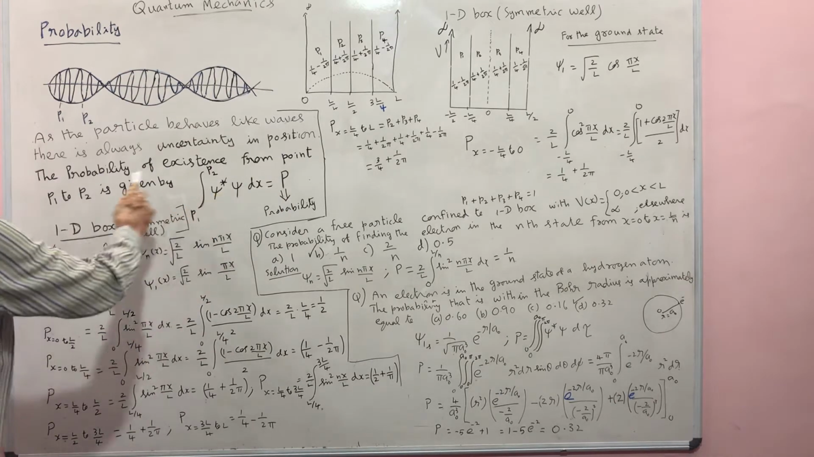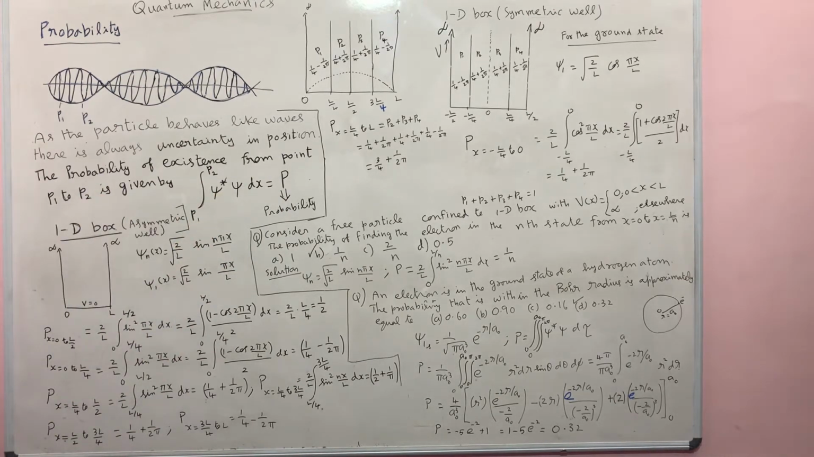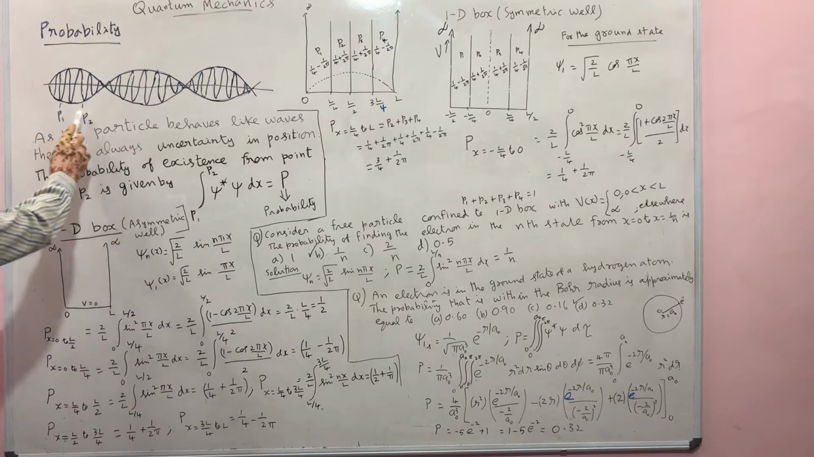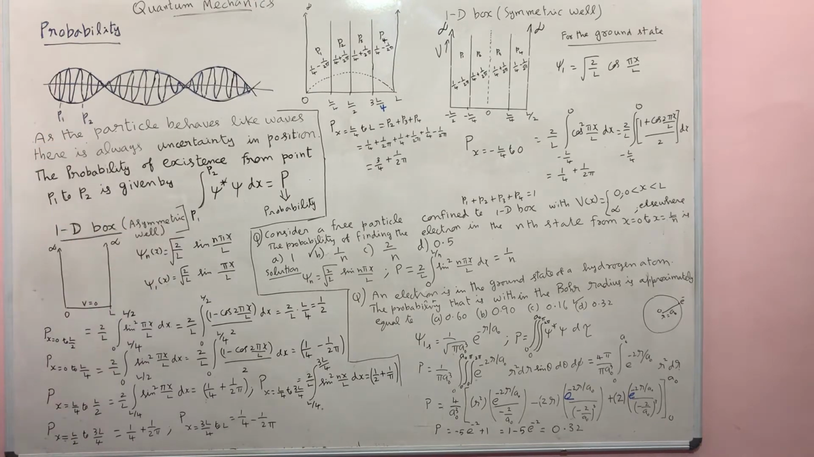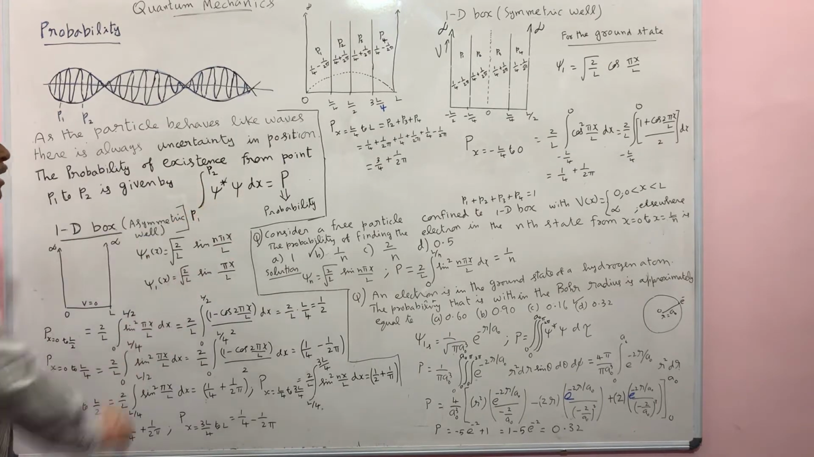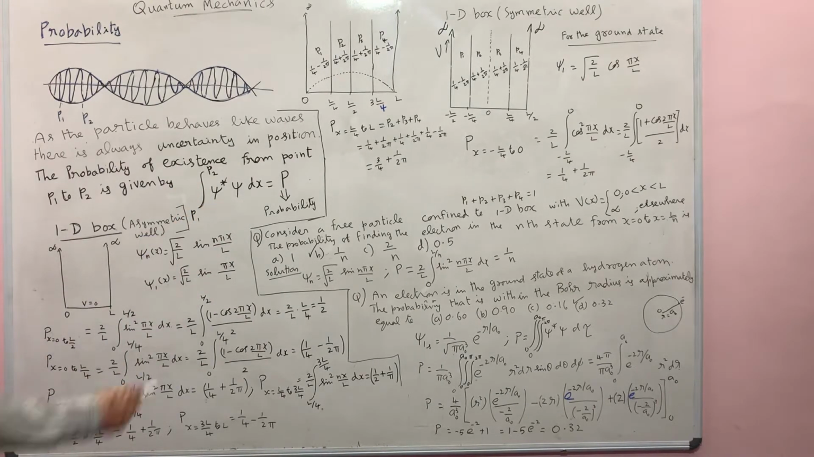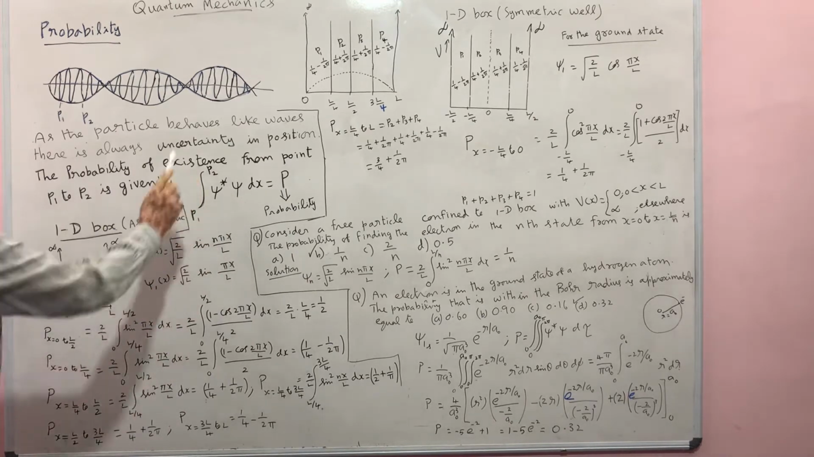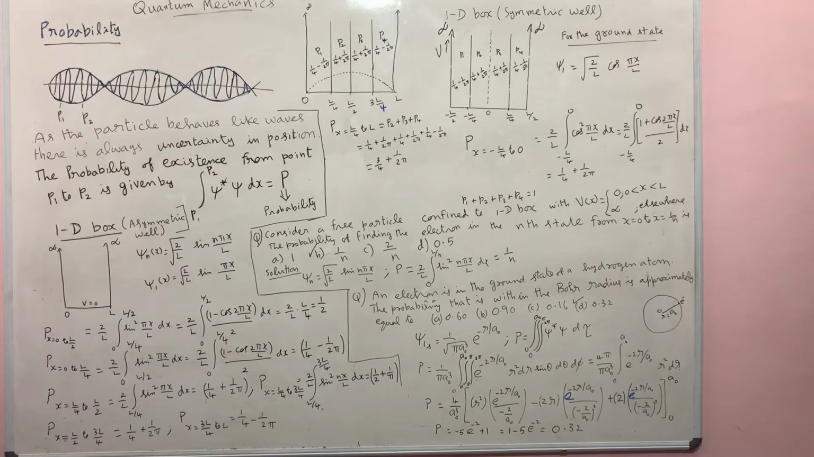The probability of existence from point P1 to P2 is given by this expression: the integral from P1 to P2 of psi star psi dx. This is defined as the probability of finding the particle between any two limits. Now first we consider the one-dimensional box.